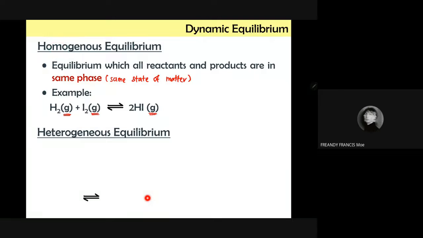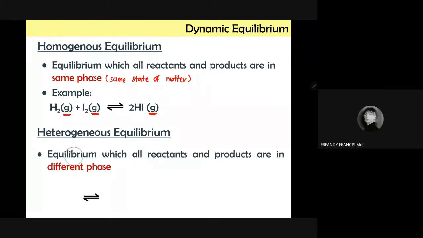Homo means the same. Now, the next one is heterogeneous equilibrium. So, by definition, it is equilibrium in which all reactants and products are in different phase. Maksudnya, ada perbezaan state of matter. Different state of matter.